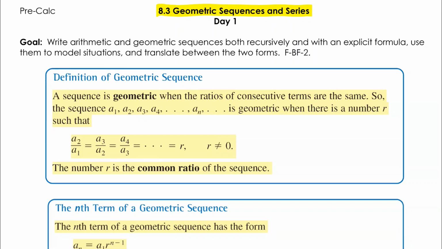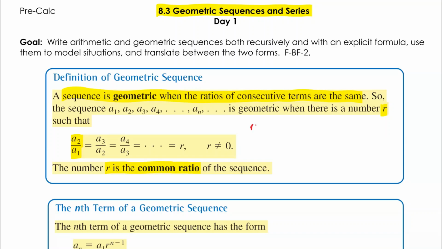The definition for a geometric sequence is that a sequence is geometric when the ratios of consecutive terms are the same. There is a number, it's called r. So when we divide out the adjacent terms, we get the same value, and this number is said to be the common ratio. And so this is how we determine if a sequence is a geometric pattern or not, by finding this r value, which is said to be the common ratio.